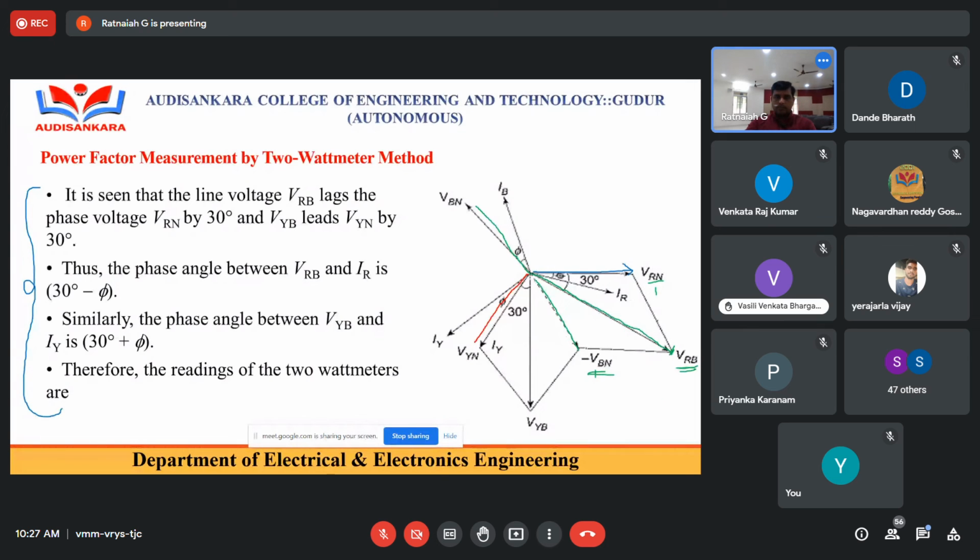Similarly, here VYN is there, minus VBN is there. Again, take the vector sum of these two vectors, VYN and minus VBN.